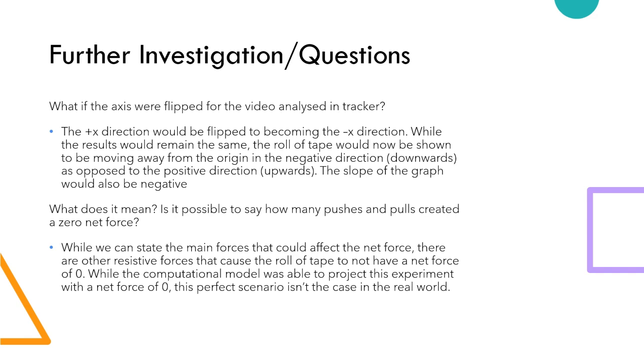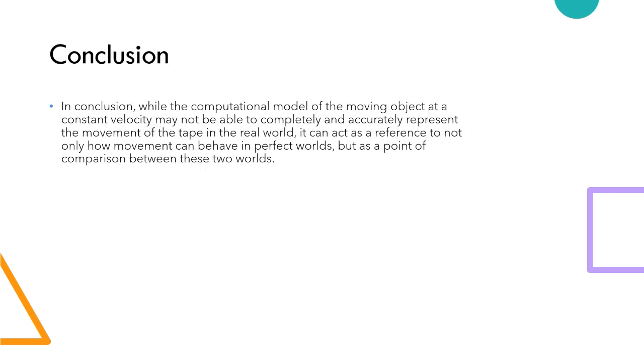And also note that the resistive forces acting on the tape in the real experiment were definitely not zero, and these were not accurately reflected in the computational model of the experiment, as the perfect scenario isn't the case in the real world. While the computational model of the moving object at a constant velocity may not be able to completely and accurately represent the movement of the tape in the real world, it can act as a reference, not only for how the movement can behave in perfect worlds, but as a point of comparison between these two worlds.